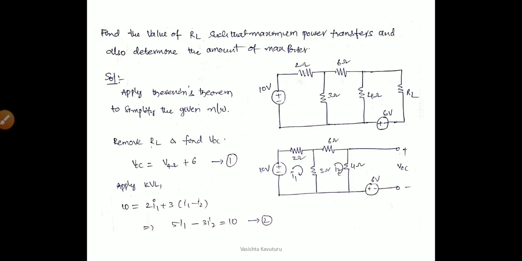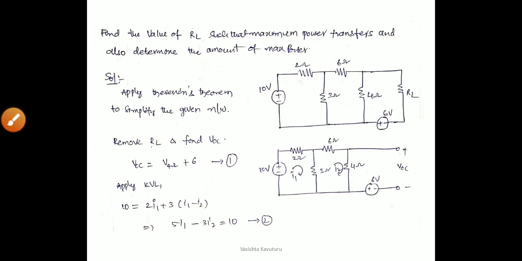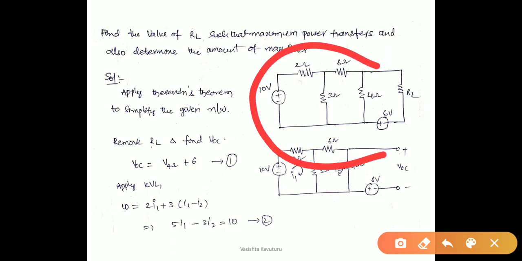Find the value of load resistance such that maximum power transfers, and also determine the amount of maximum power. From this figure, we have two sources here. RL is the load resistance, and we are asked to find the RL value along with the amount of maximum power transferred to this RL. Upon removing this RL, the entire linear bilateral network should be replaced with the Thevenin equivalent circuit.